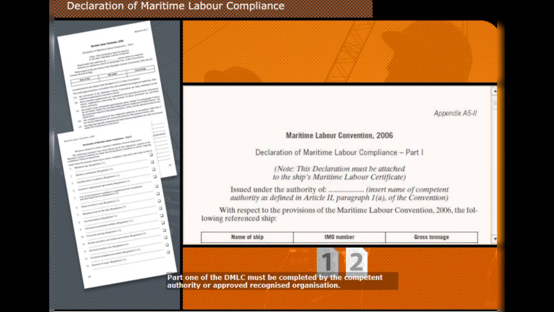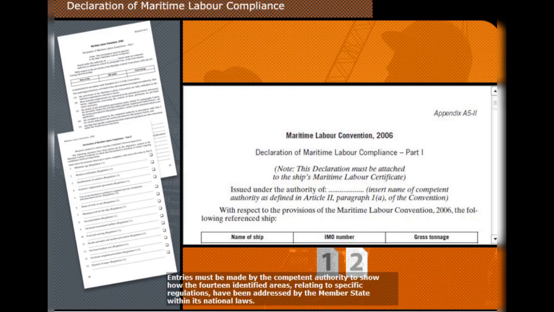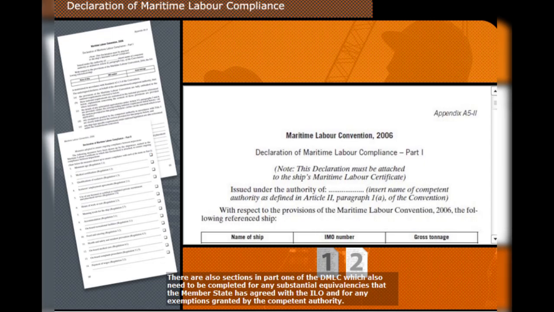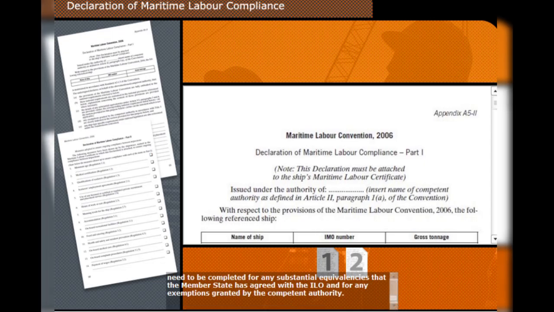Part 1 of the DMLC must be completed by the competent authority or approved recognised organisation. Entries must be made by the competent authority to show how the 14 identified areas relating to specific regulations have been addressed by the member state within its national laws. There are also sections in Part 1 of the DMLC which need to be completed for any substantial equivalencies that the member state has agreed with the ILO and for any exemptions granted by the competent authority.